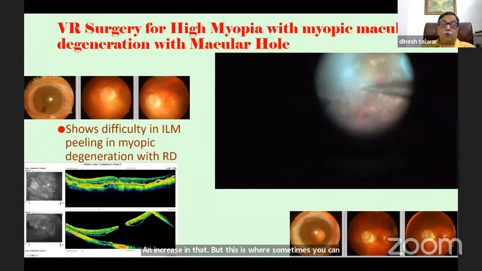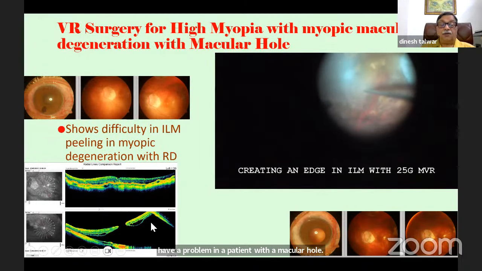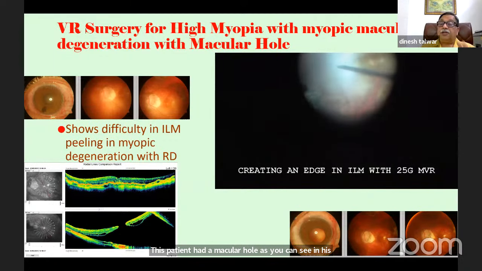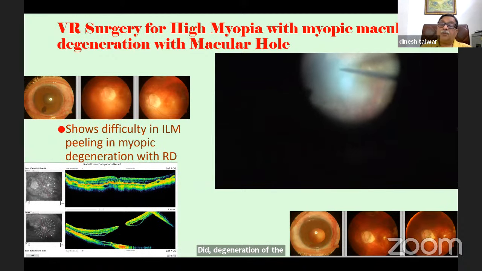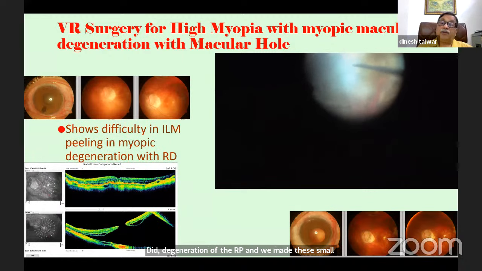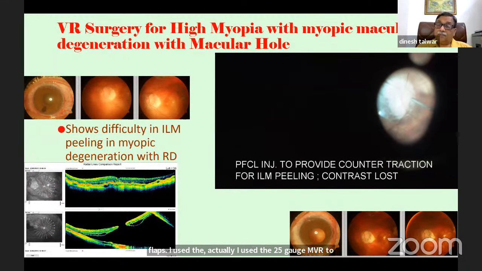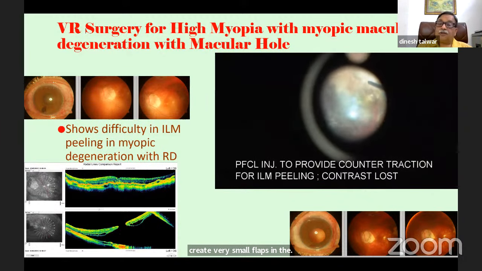This patient had a macular hole, as you can see in his pre-op OCT, with a detachment, but also very severe degeneration of the RP. And we made these small flaps. I used the 25 gauge MVR to create very small flaps in the ILM, and then thought I will use the PFCL to give me the counter traction.